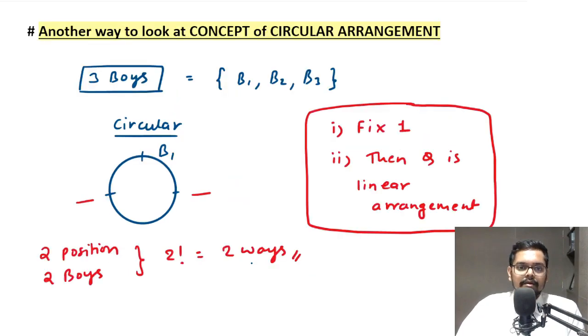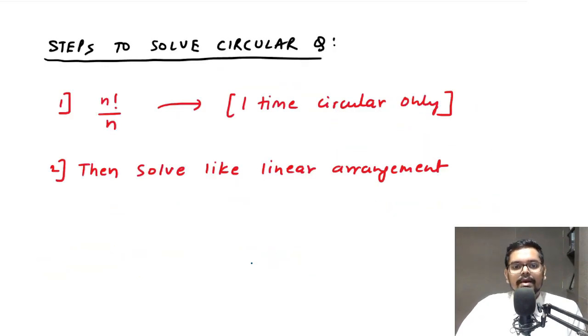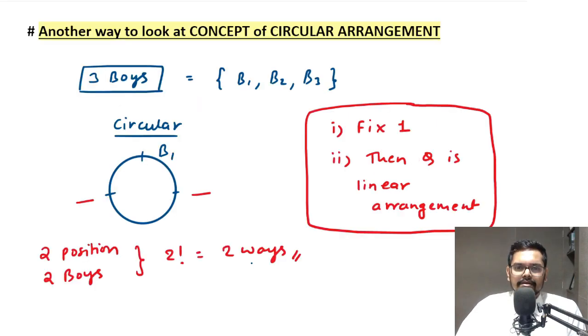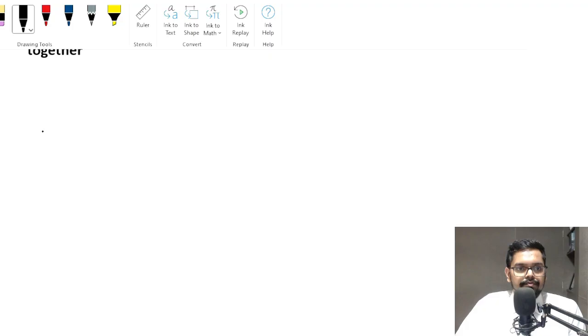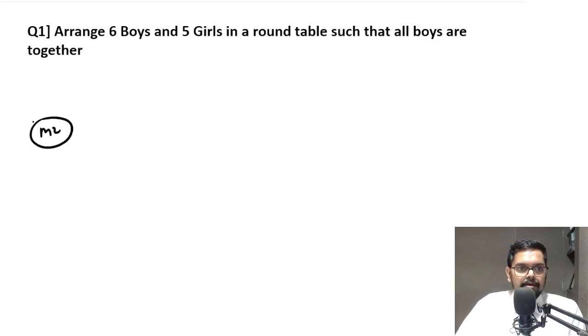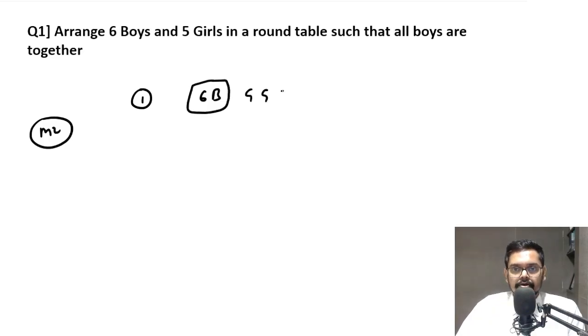Now comes the second way, which is my favorite. Yes, this is my favorite, because there is no need to make any table and any kind of stuff. Straight away we get the answer. So how to solve this using method 2? To solve this using method 2, what I generally do is: 6 boys and 5 girls in a round table such that all boys are together. So all boys together means 6 boys should be treated as one entity, and then we have 5 girls. So girl 1 2 3 4 5.